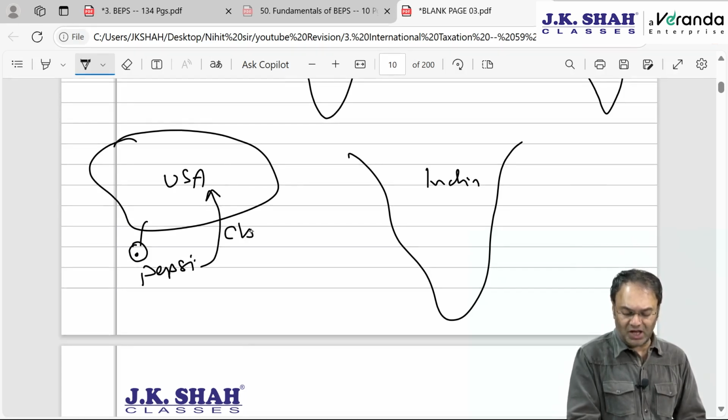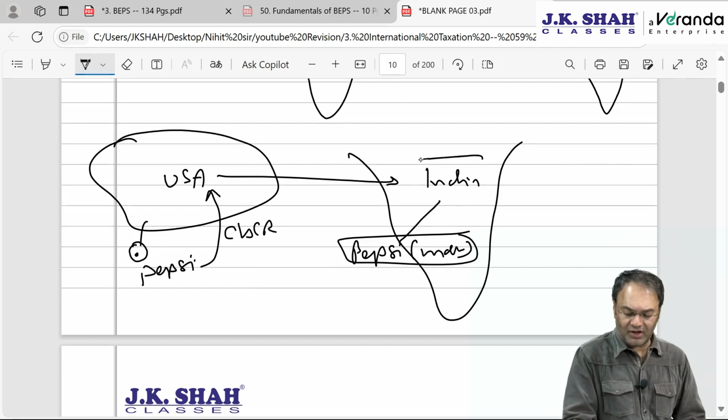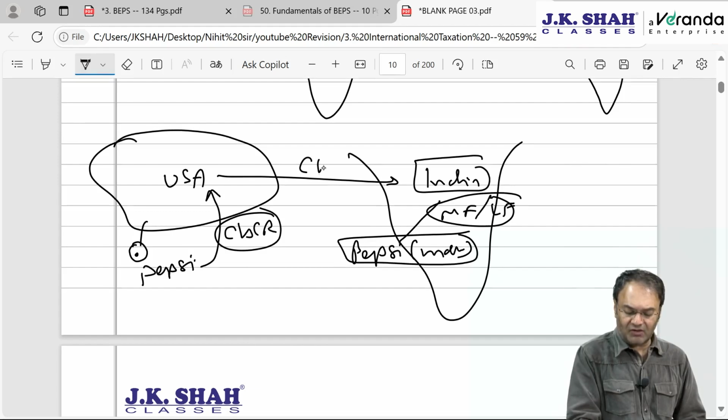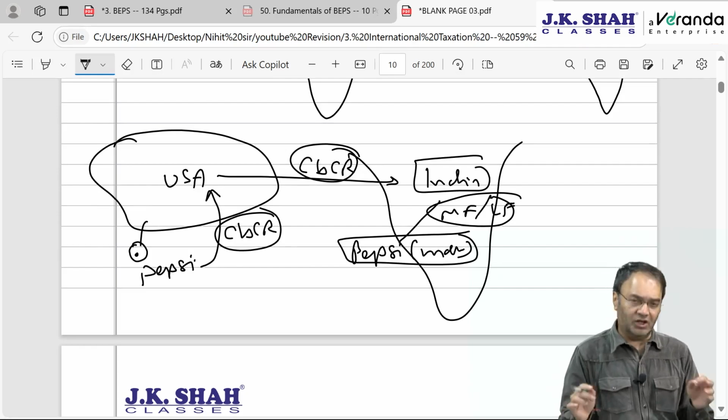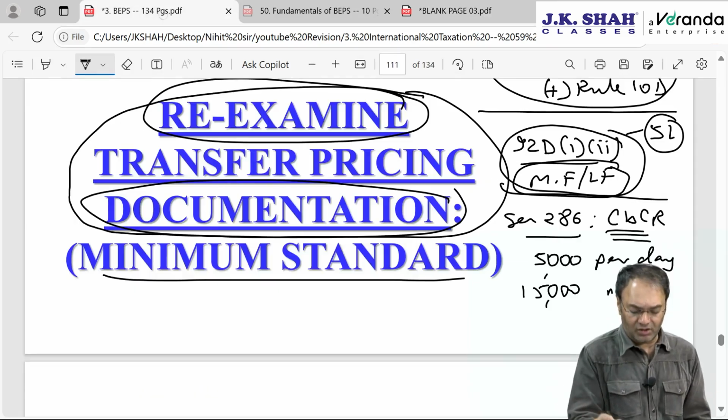US government CBCR, the US government will share it with us, and in India, Pepsi India will furnish the master file and local file with the Indian government. Data contained in the CBCR from the parent entity will be matched with the information given by Pepsi India through the master file and local file. If there is a mismatch, they can be caught.